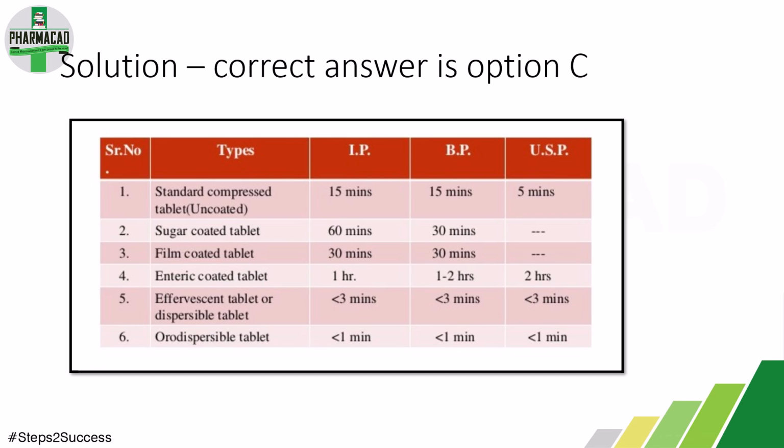Standard compressed tablet requires 15 minutes uncoated, for example Crocin. Sugar coated tablet 60 minutes, basically supplement tablets. Film coated tablets are 30 minutes. The enteric coated one requires 1 hour. The effervescent tablet requires less than 3 minutes. Each has its own parameters, so we have to remember them according to the Indian Pharmacopoeia, British Pharmacopoeia, United States Pharmacopoeia, and the oral dispersible tablet requires less than 1 minute.